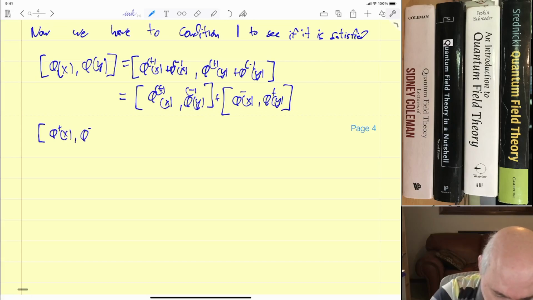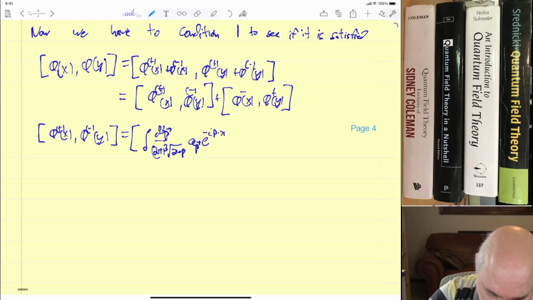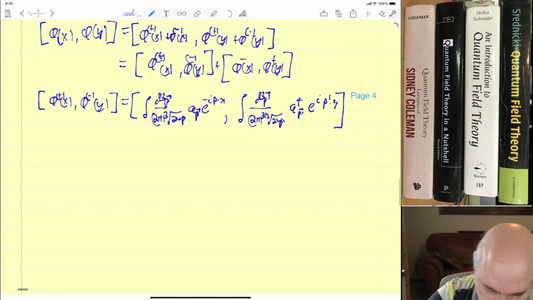So now we have phi plus x, phi minus y commutator is equal to the commutator, and just substitute in our definition of the fields. Commutator of that. When we do the other field, we have to use a different variable for the integral. So I'll use p prime. Okay. Now commutators only apply to operators, so we can take all the integrals and scalars and numbers out.